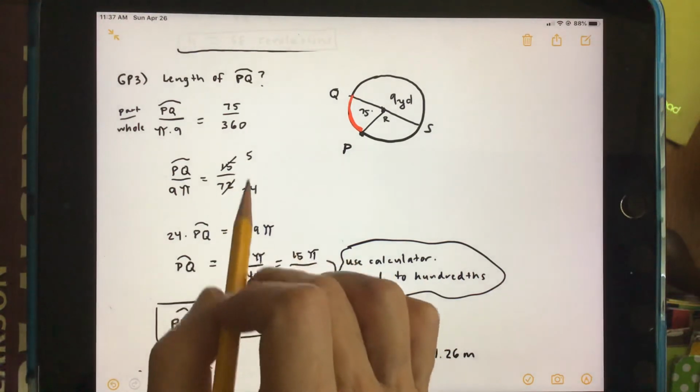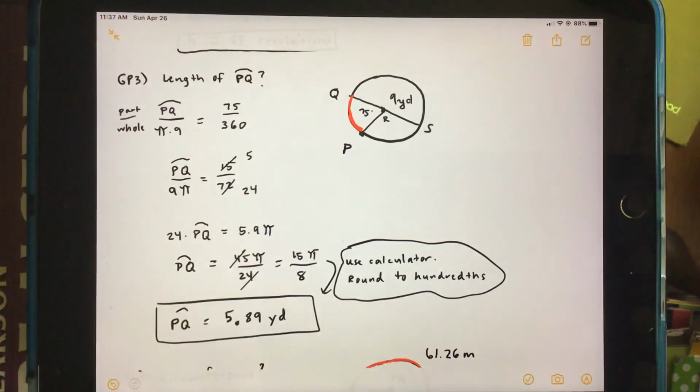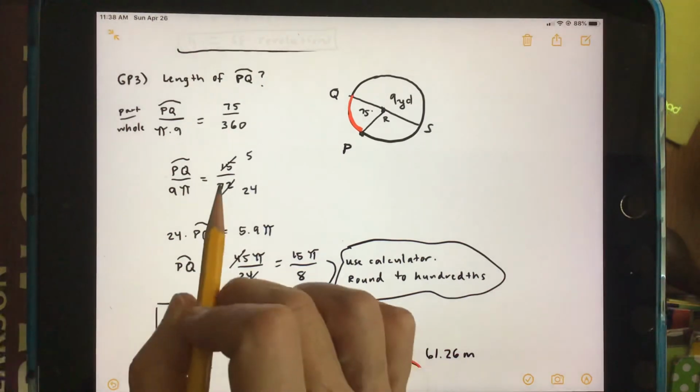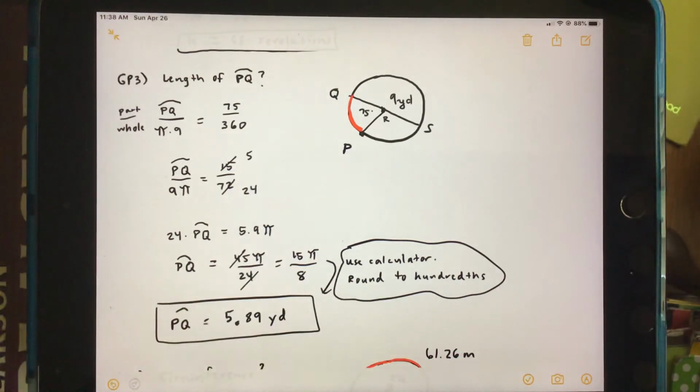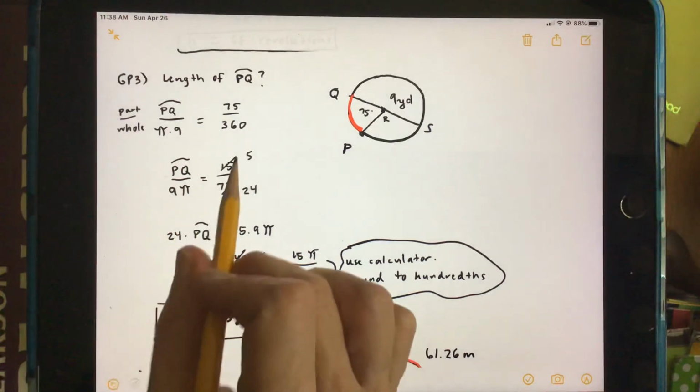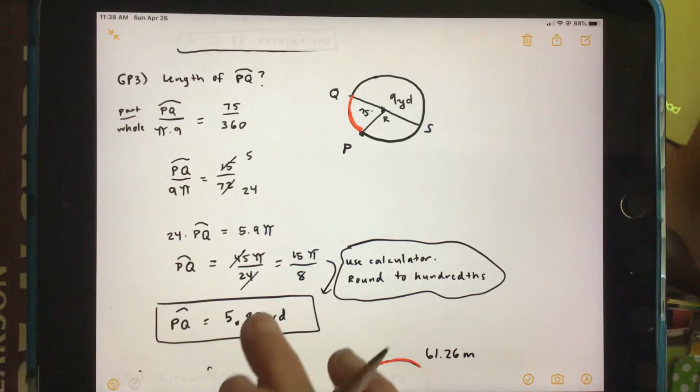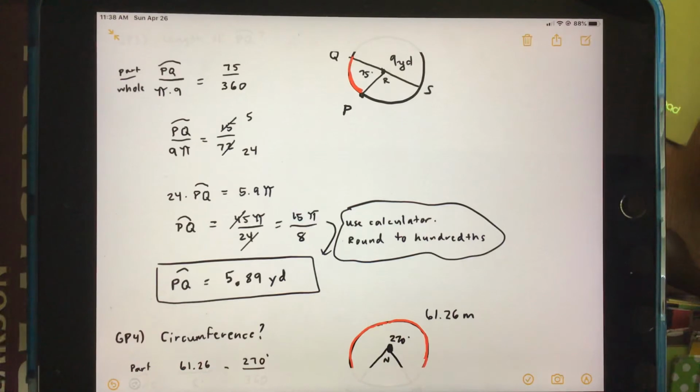All right, the first thing I'm going to do is some simplifying. I'm dividing both of these by 3, and I arrive at 15 over 72. Then I notice I can divide both by 3 again, and so PQ over 9 pi is equal to 5 over 24. At that point, I'll use cross products: 24 times PQ, that arc length, is equal to 5 times 9 pi.